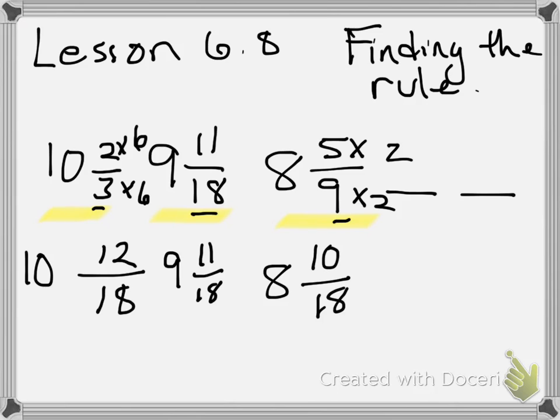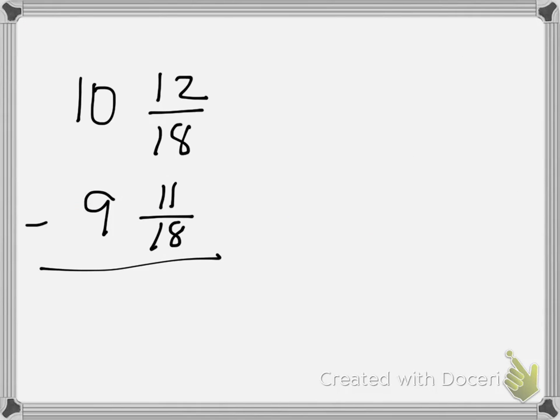How did I go from 10 and 12/18 to 9 and 11/18? Well, in this case, I could count down by 18ths, but that's the same as subtracting. So I'm going to subtract 12/18 minus 11/18, and that looks like I have 1/18. And then I have 10 minus 9, which is 1. So I have found my rule. To go from one number to the next, I go down by 1 and 1/18.